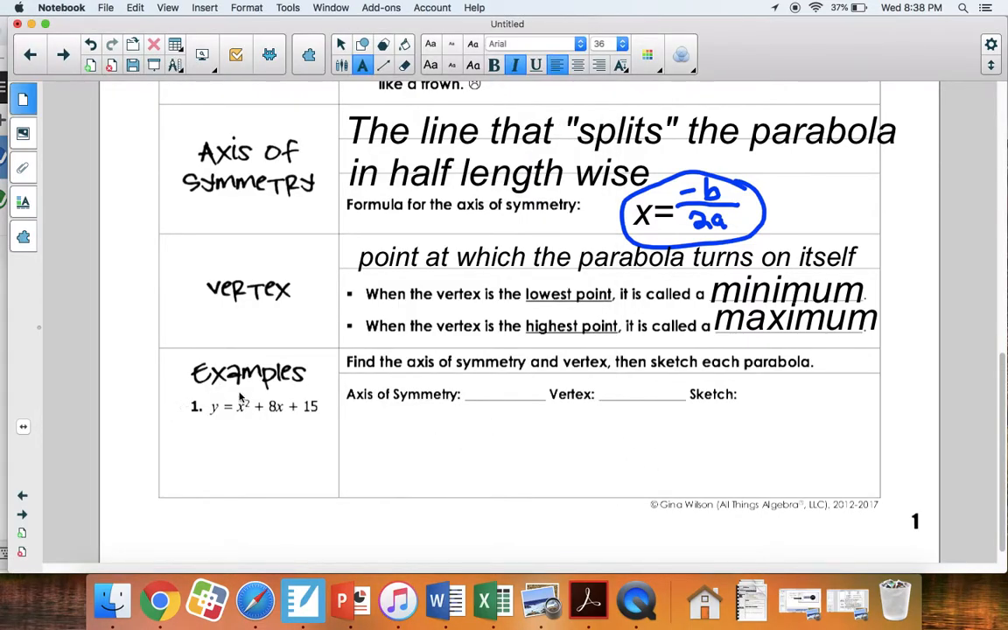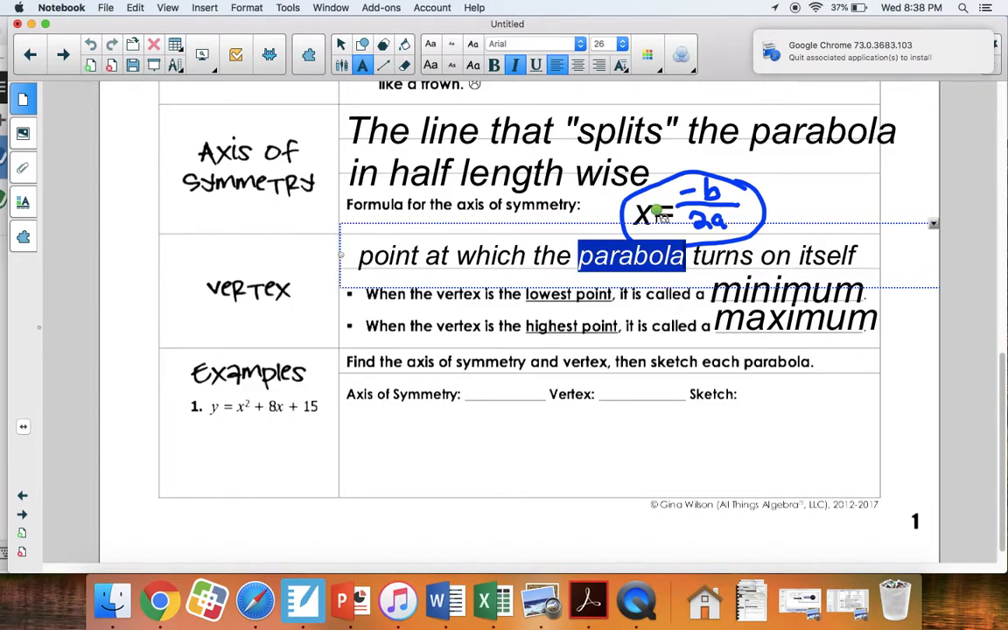So we've got an example now. We have y equals x squared plus 8x plus 15. The first thing that we're going to do is find the axis of symmetry using this formula right here. Then we're going to find the vertex by plugging in our x value into our equation. Then we're going to just do a quick sketch, and it's literally a quick sketch.